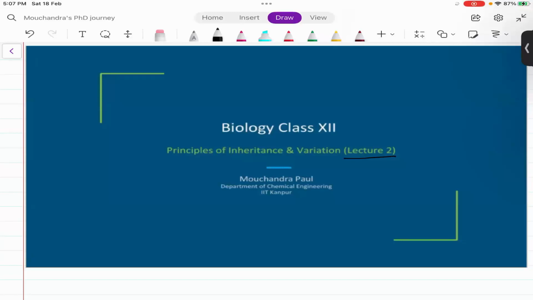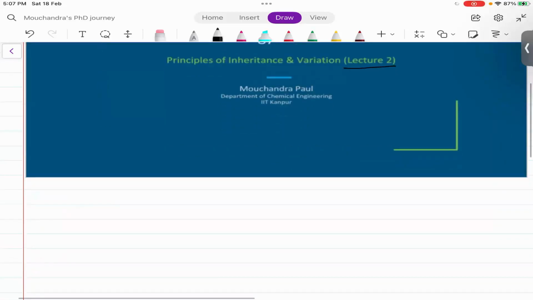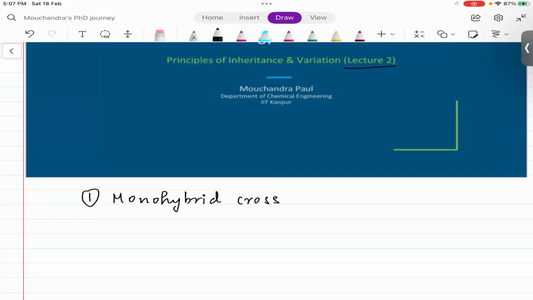So hello all, I'm starting with the second lecture of Principles of Inheritance and Variation. In the previous class, we talked about the concepts of monohybrid cross, right? Like what is monohybrid cross, how to do monohybrid cross using a Punnett square. Then we also saw two laws of inheritance based on this monohybrid cross. These were given by Mendel.